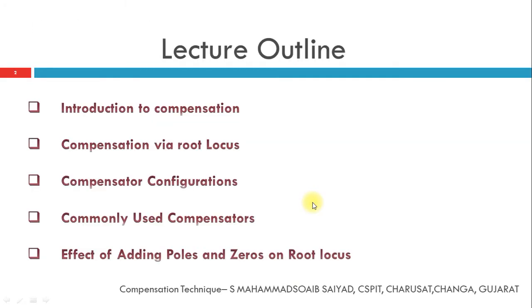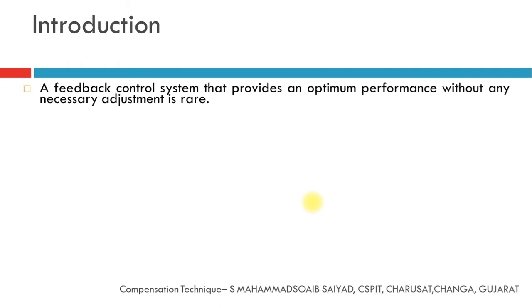So this is the lecture outline. First we will see the introduction to compensation, then the various compensator configurations, then the commonly used compensators, and the effect of adding poles and zeros on the root locus. This is the basic outline.